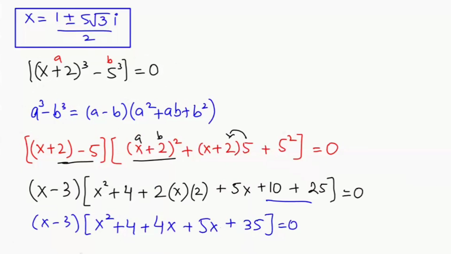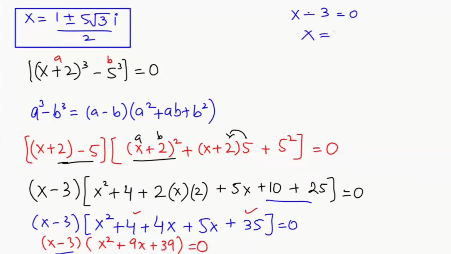Now I'm going to simplify it further. X minus 3 bracket x square, and this plus 4x and plus 5x is equal to plus 9x, and this equals to plus 39. Bracket close is equal to 0. Here again we get the two cases. The first we have x minus 3 is equal to 0. So here x is equal to 3.